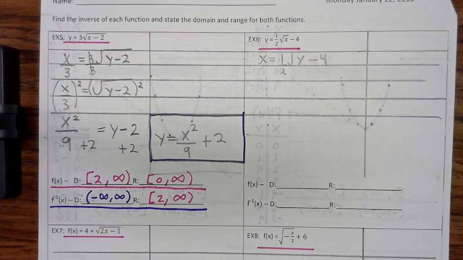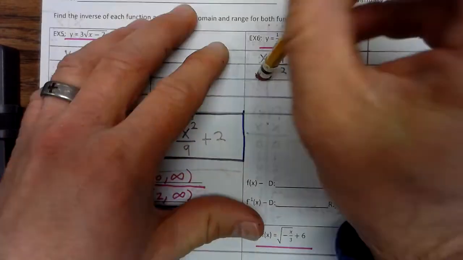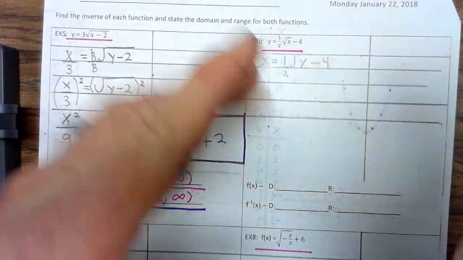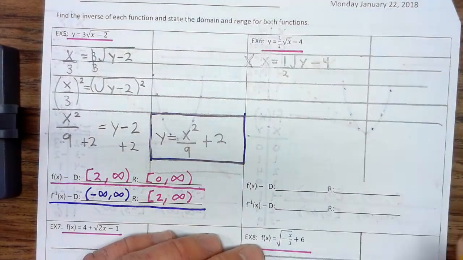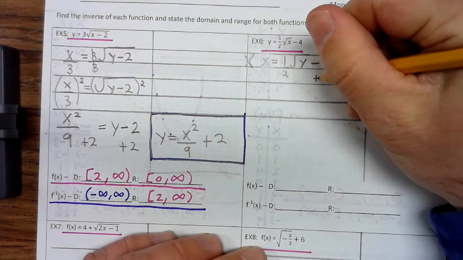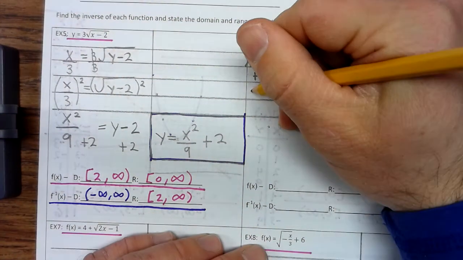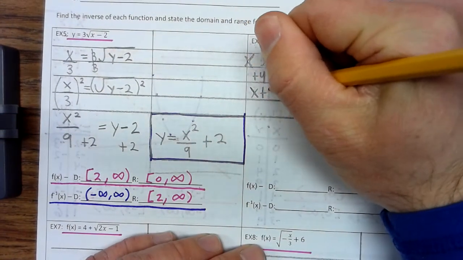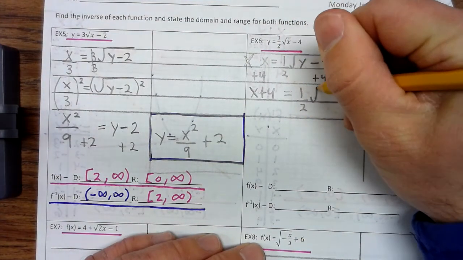Actually, let me take a step back before that. We actually need to add the 4 to both sides. And that's where, again, you want to be conscious of knowing that step. So in this case, I'm going to move the x a little farther to the left so that I have space to add the 4 to both sides. Okay, so then we have x plus 4 equals 1/2 square root of y.